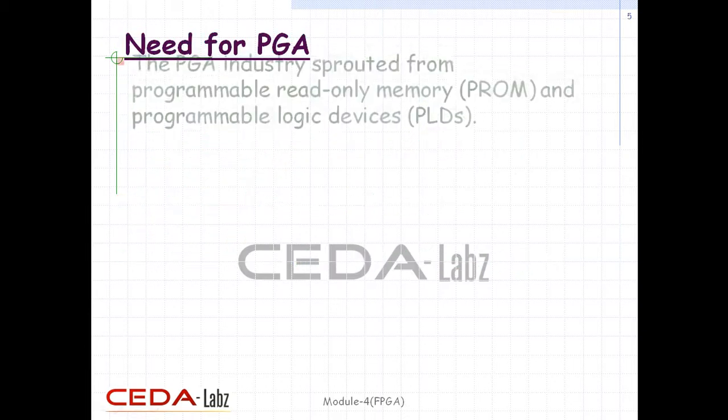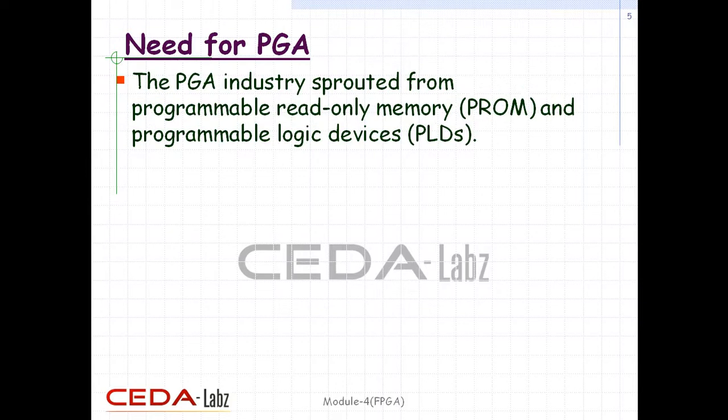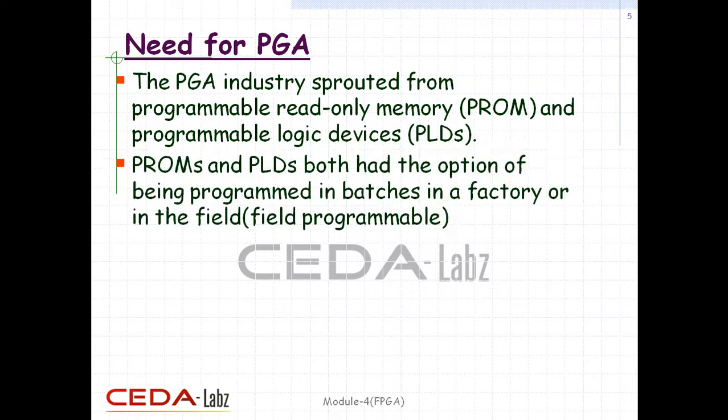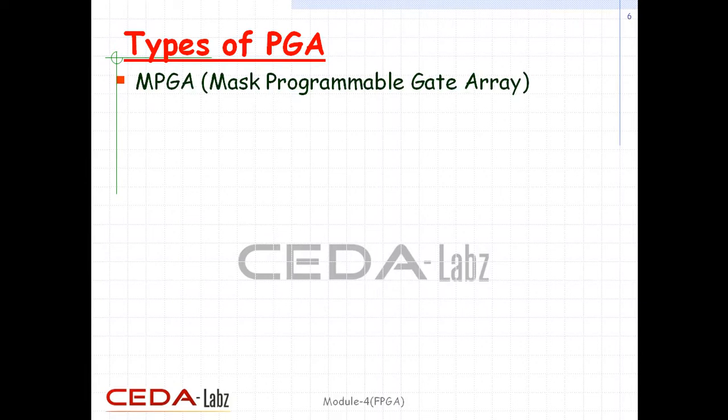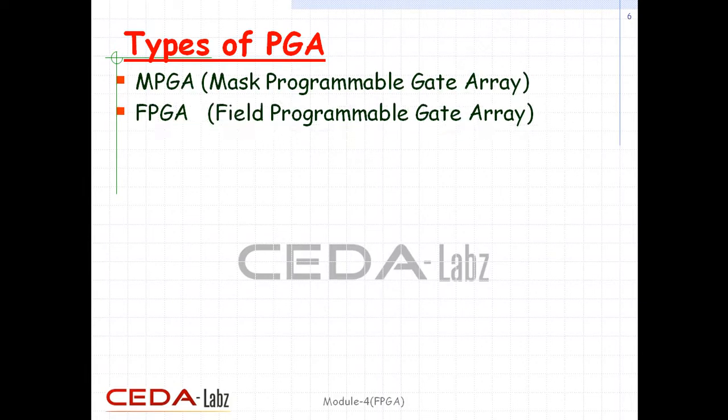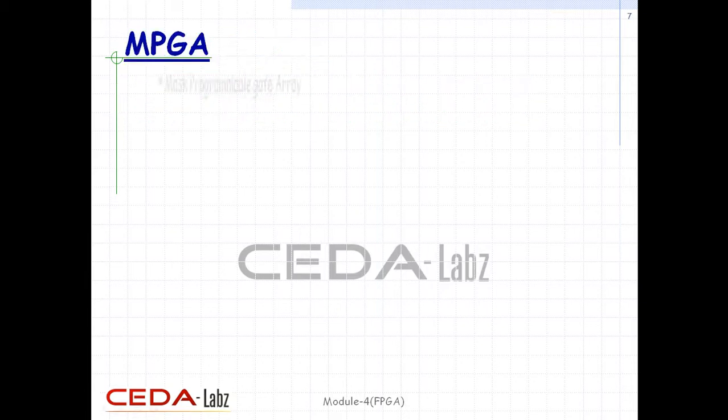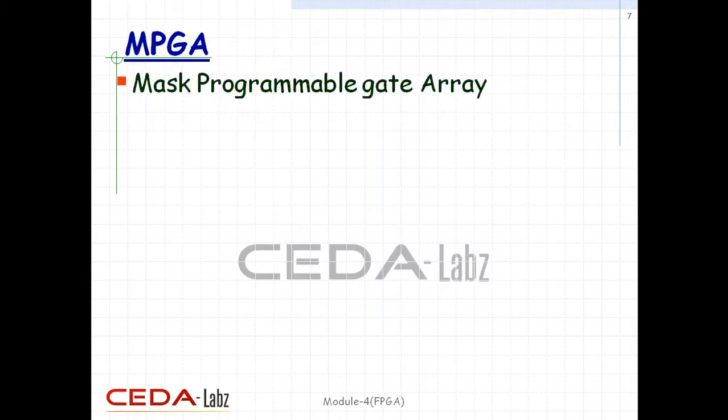No doubt the programmable gate array device is an extension of SPLDs like EPROM, PAL and CPLD. Both EPROM and PLDs can be programmed in batches in a factory or in the field. Basically, there are two types of programmable gate arrays. MPGA means masked programmable gate array. FPGA means field programmable gate array.